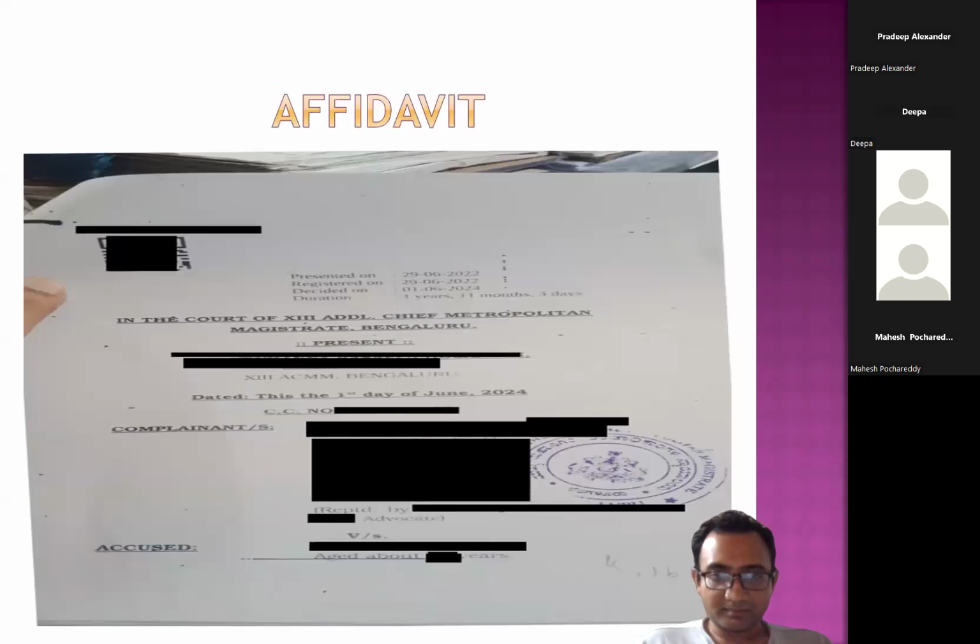These are the notes issued by the bank stating that funds are insufficient. So this has been marked before the court during evidence time. All the three checks and the insufficient funds notes issued by the banks have been presented before the court. The court has marked these documents. We have also presented one affidavit.